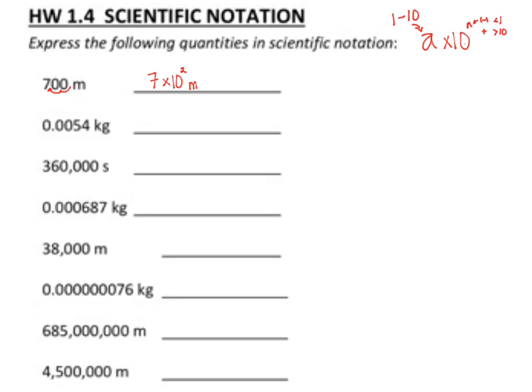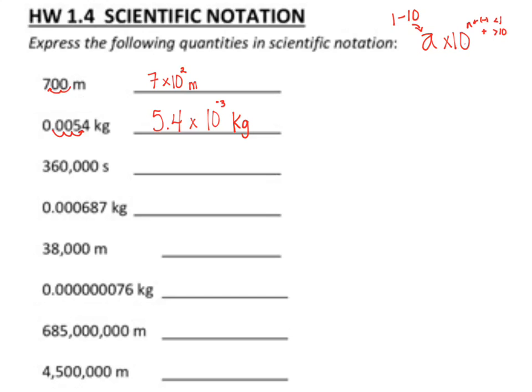Next one, we have 0.0054 kilograms. Again, I can move the decimal point 1, 2, 3 places to make this number 5.4 times 10. I moved my decimal place over 3 times, and because 0.0054 is less than 1, my exponent is negative. And don't forget your units.